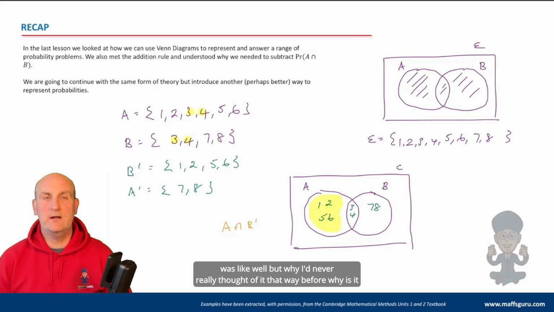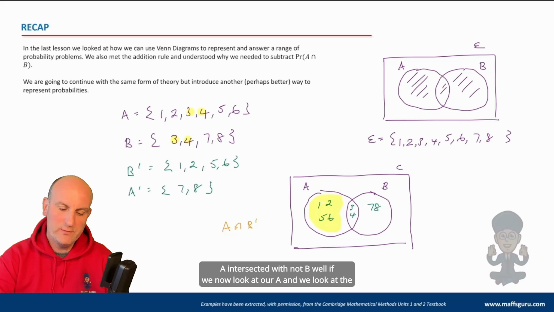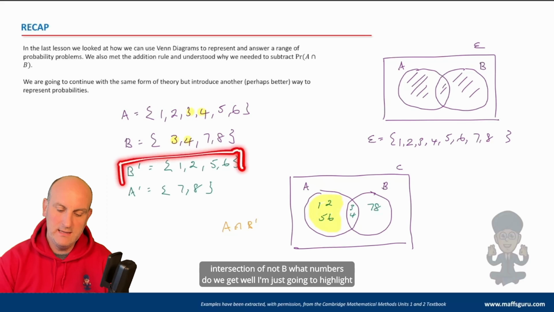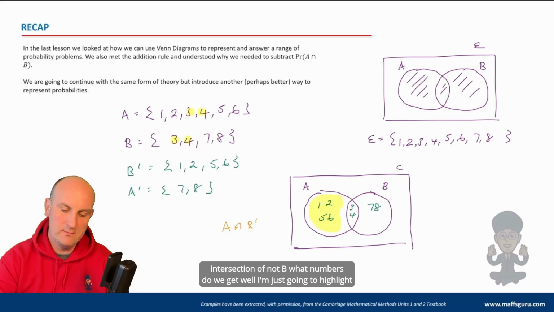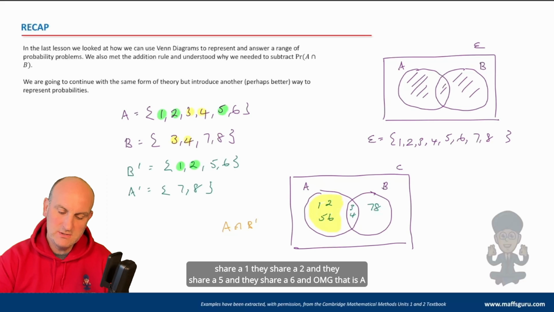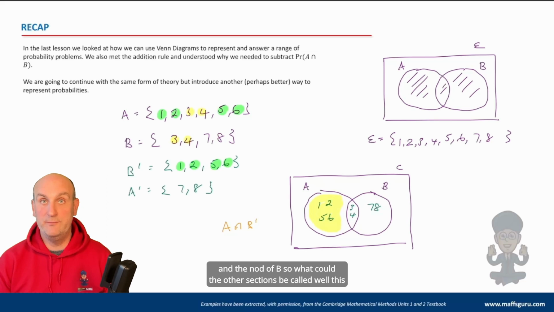And that was the bit where I was like, well, but why? I'd never really thought of it that way before. Why is it A intersected with not B? Well, if we now look at our A, and we look at the intersection of not B, what numbers do we get? Well, I'm just going to highlight them in maybe a different color. So A intersected with not B. They share a 1, they share a 2, and they share a 5, and they share a 6, and OMG, that is A and not B.